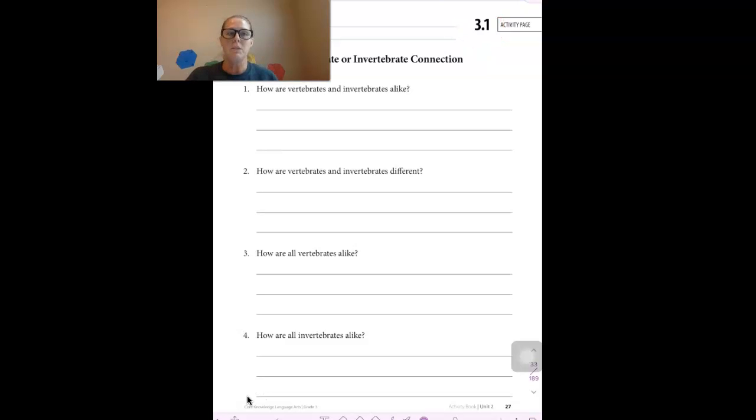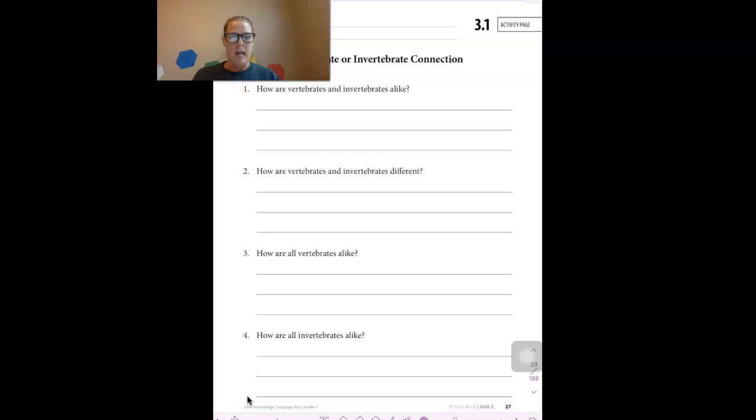This is a follow-up to our reading of chapter 3 in the reader where we talked about vertebrates and invertebrates. And on this activity page, we are talking about the vertebrate or invertebrate connection. We're going to be learning and remembering how they are alike and how they are different, which means we're comparing and contrasting them. So let's take a look at question number 1.